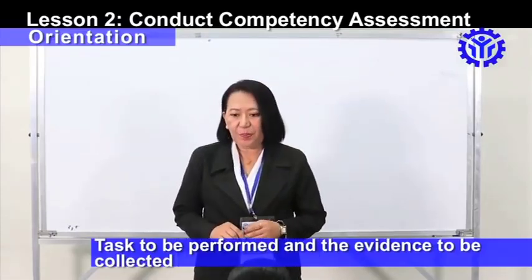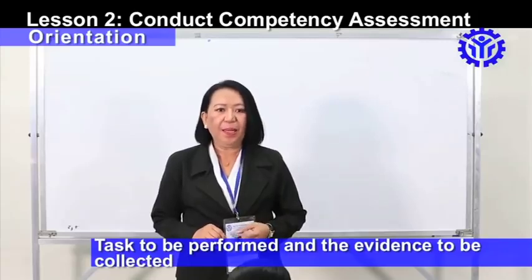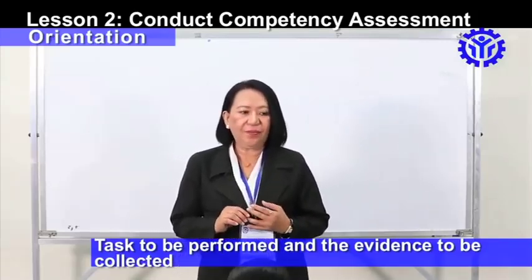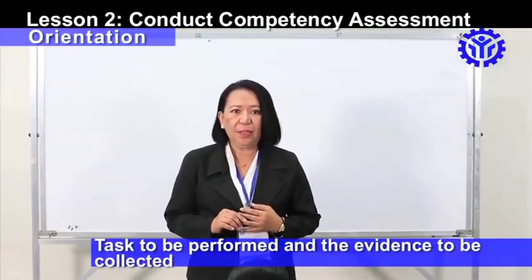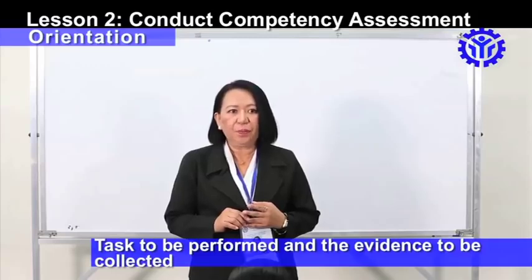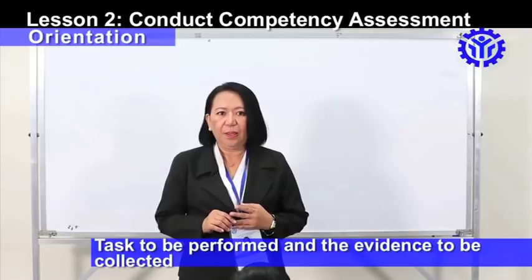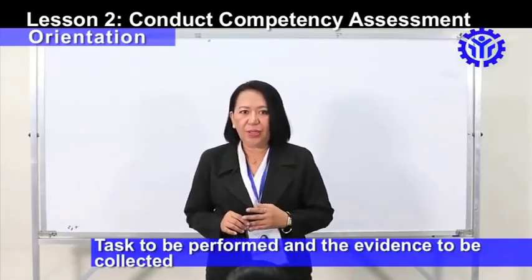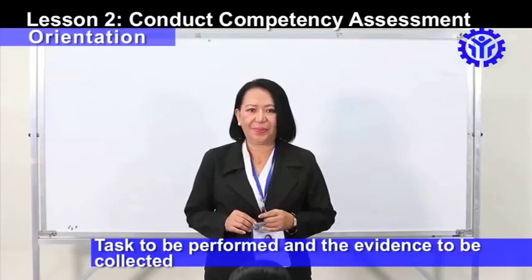Tasks to be performed and the evidence to be collected. The different tasks to be performed for our Housekeeping NC2 assessment are the following: making up bed, valet servicing such as shoe polishing and packing of guest clothes, laundering linen and guest clothes, the proper use of tools, materials, and equipment for cleaning the premises. We will collect evidences through demonstration, oral questioning, and written tests.